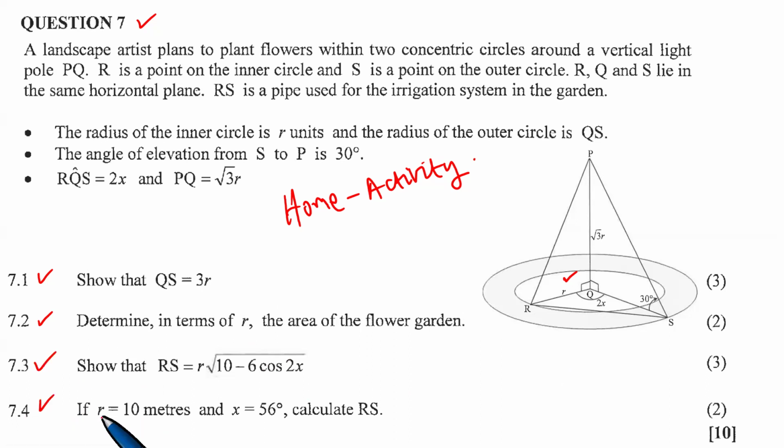Now 7.4: if RS is 10 meters and x is 56 degrees, calculate RS. They've given you R and x, and they need RS, just two marks to perform some substitution. That is exactly what we have.